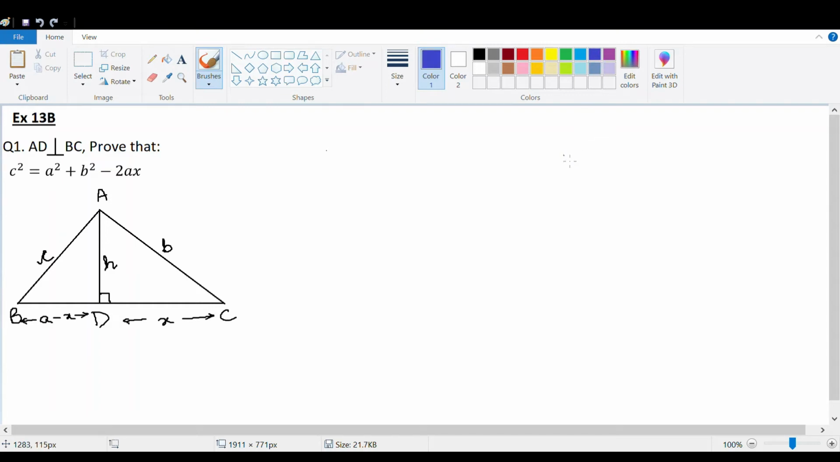Hi guys, let's look at the next exercise in this chapter, Pythagoras Theorem. But before we start, let's quickly revise what is Pythagoras Theorem. We've been doing it for a couple of years now. So it is applicable only for a right angle triangle.